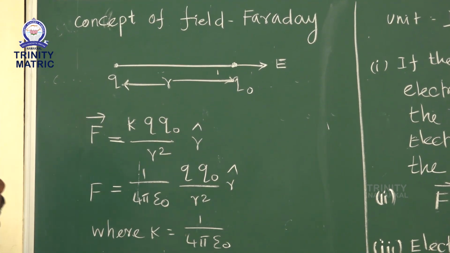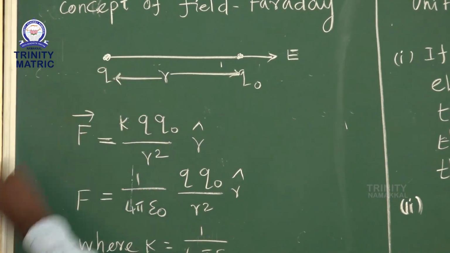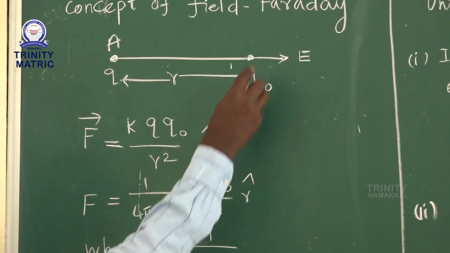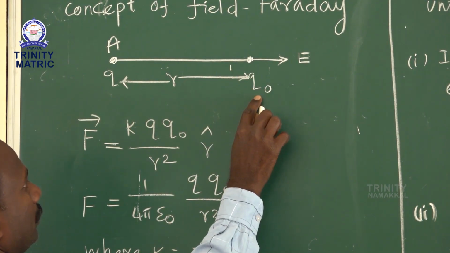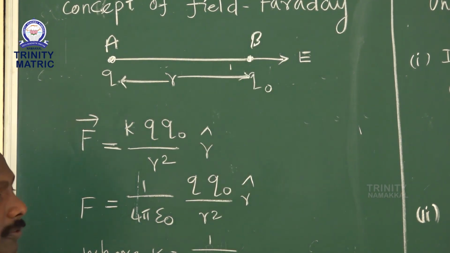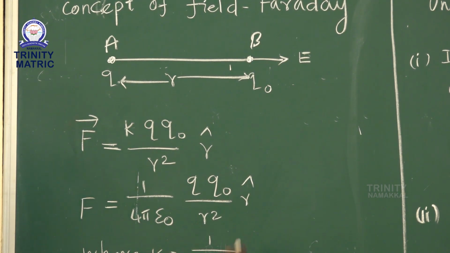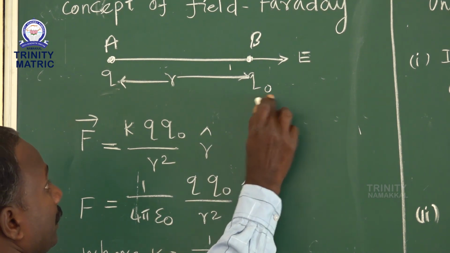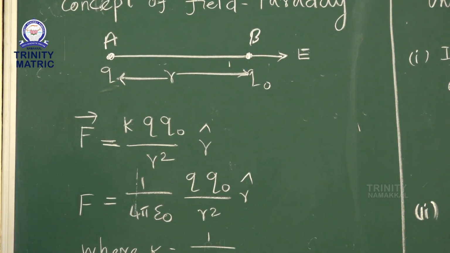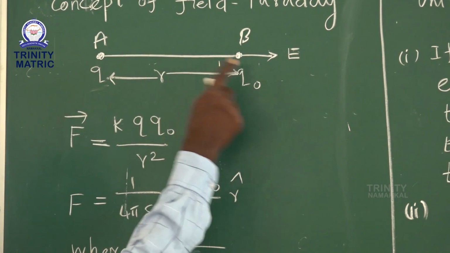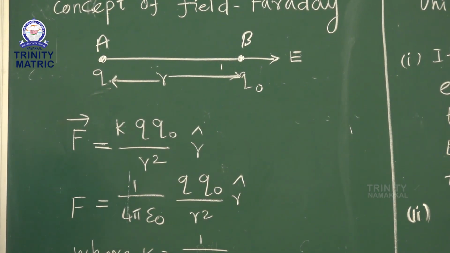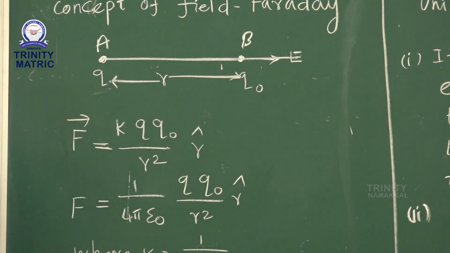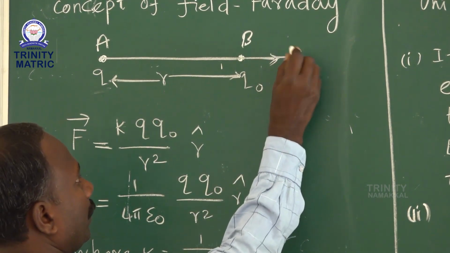Let us consider the charge Q placed at a point A. Now charge Q naught is at the point B. The charge Q is a stationary charge, and Q naught is a test charge. The electric field along the line joining them is E, that is the electric field E.